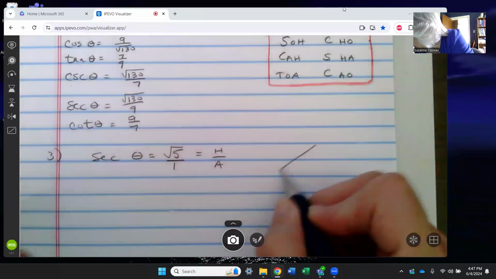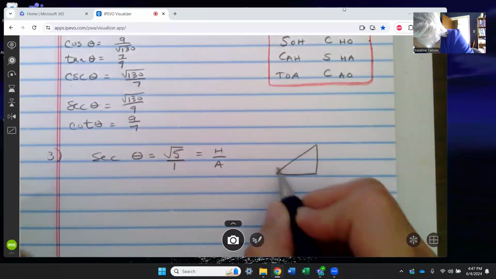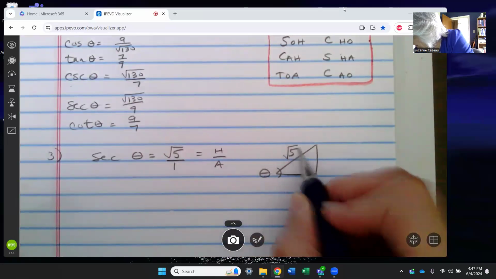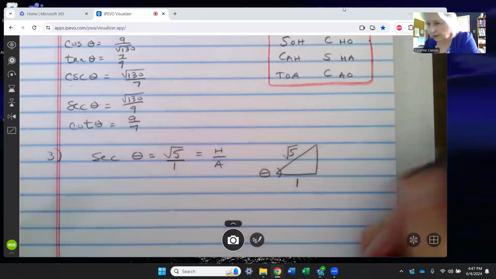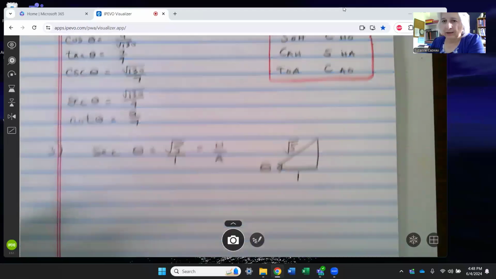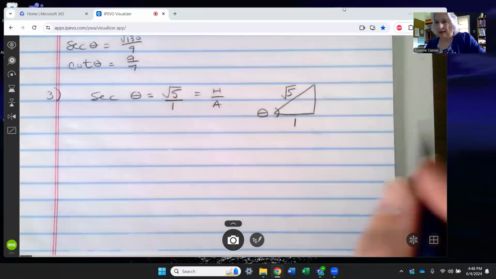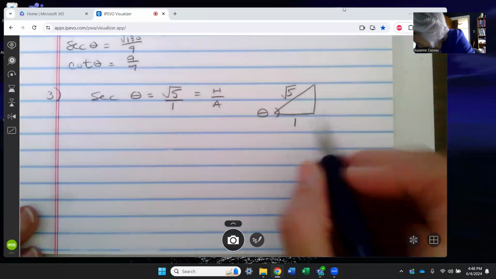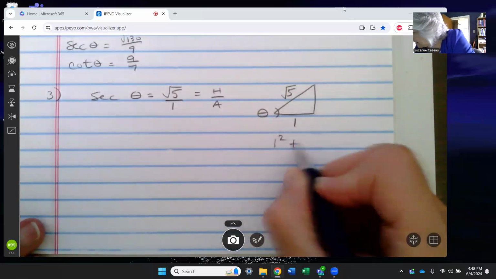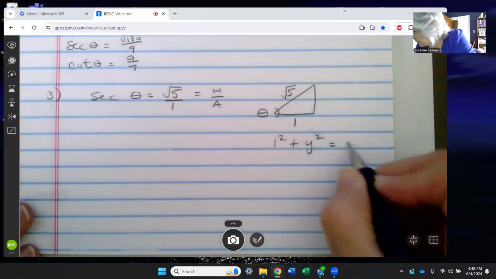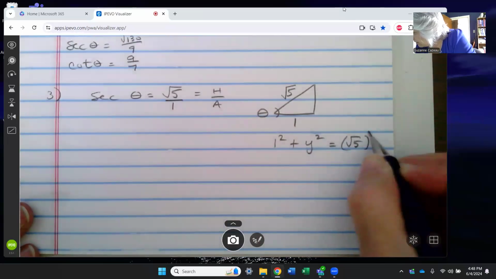And so my triangle is going to look like this. Hypotenuse is root 5. Adjacent is 1. So I'm going to do the Pythagorean again to get that other side. This is not a triangle that you recognize. See? So 1 squared plus, I'll call this y, y squared equals the square root of 5 squared.